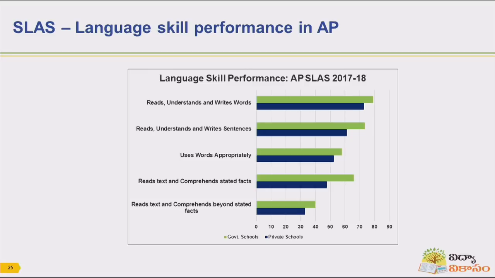If you see this slide, you are looking at 2 colors, no? Green color and blue color. Green indicates government school performance and blue color indicates private school children's performance. Our government school children are performing well, but in some areas they are lagging behind. Both government schools and private schools need more improvement in beyond stated facts only. The bottom one, the last one, beyond stated facts.